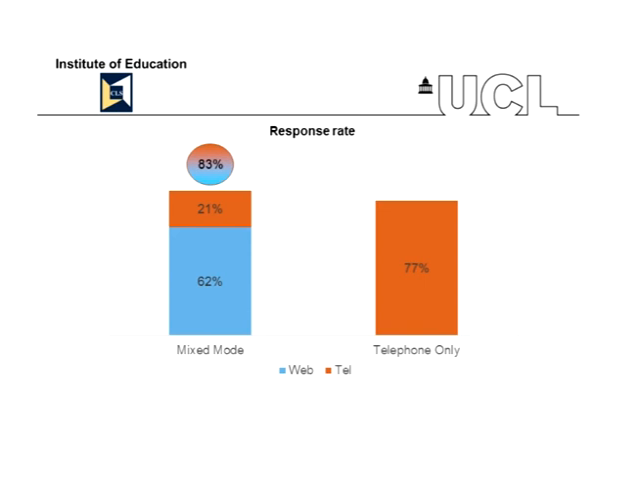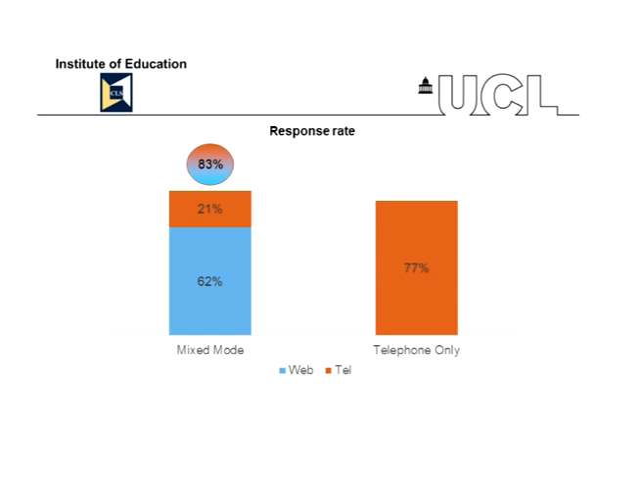So in terms of the response rate that we found, we actually found that the mixed mode approach was much more successful than the telephone-only approach. So the mixed mode response rate was 83%, compared with 77% on the telephone-only approach. And within the mixed mode group, 62% of respondents completed online, which was much higher than we were anticipating. So we were very pleased about that.